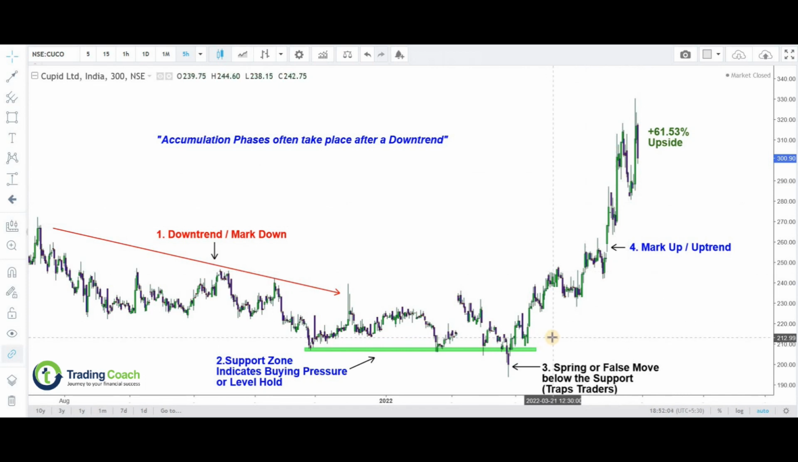As Wyckoff has pointed out, if you want to take entry in this particular accumulation phase, you should take your entry right after this third stage. When you see a spring over here, when you see that the spring is trapping other traders, and when the spring bounces back to the upside, that's where you're supposed to take your entry. Your entry should be somewhere over here, and your stop loss must be somewhere below the spring. So you can capture this entire upside movement.